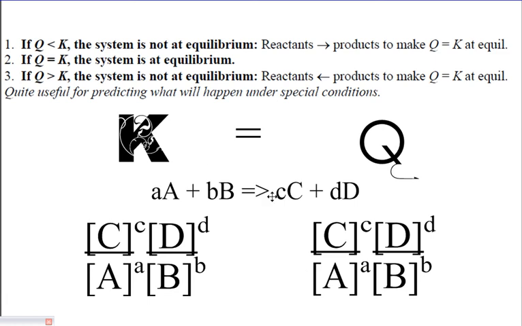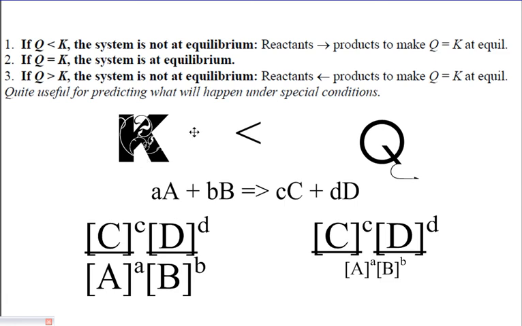If K and Q are equal, then our system is at equilibrium. There will be no shift, because it's not as though we're favoring one side or another. The rates have equaled out, and therefore we are at equilibrium. K and Q are equal.